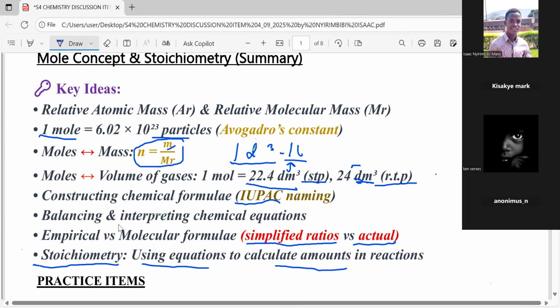If you have studied all these key ideas, number 1, number 2, the third, the fourth, fifth, sixth, seventh, and this eighth, there's no question which should come in mole concept and fail you. I have a number of items which we are going to be discussing, and we shall see that if you have learned all of these and you have them in your head very well, then you are able to calculate any scenario-based item that comes on mole concept.